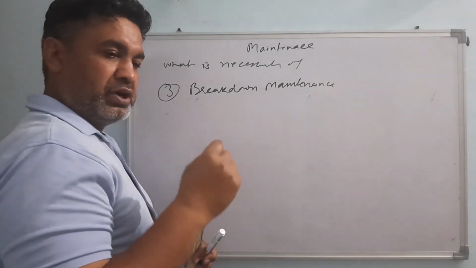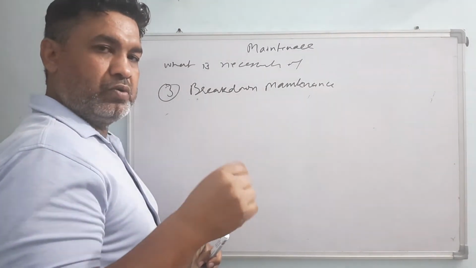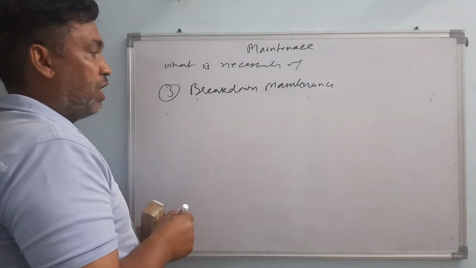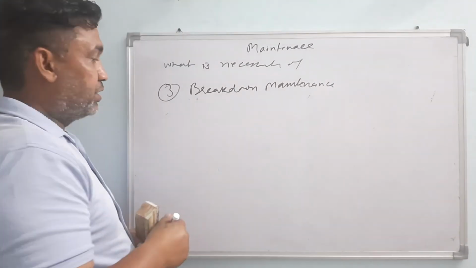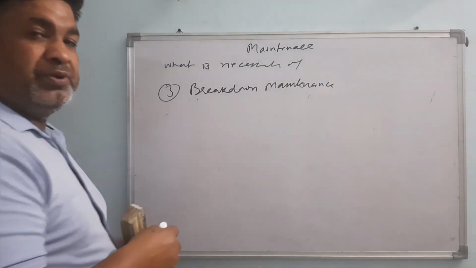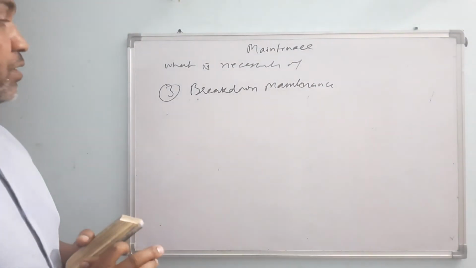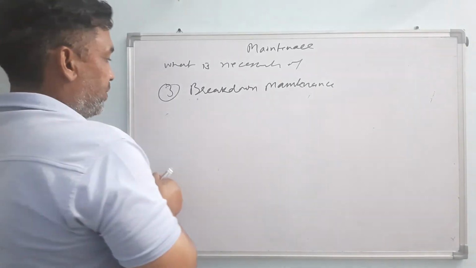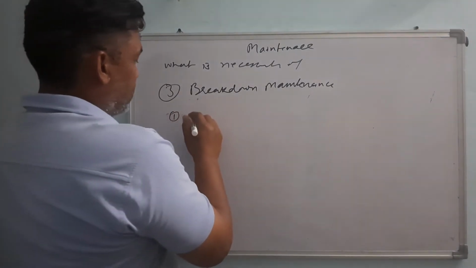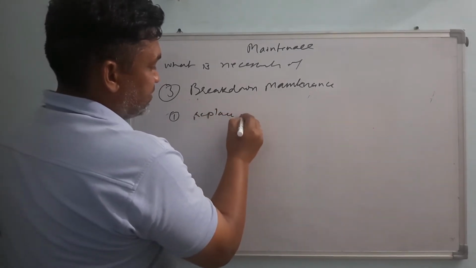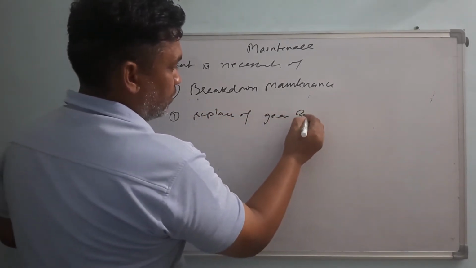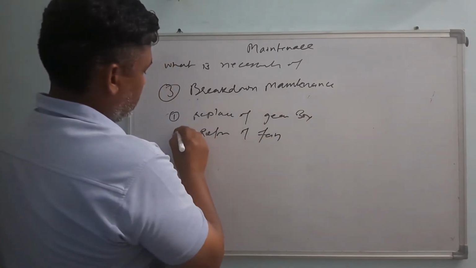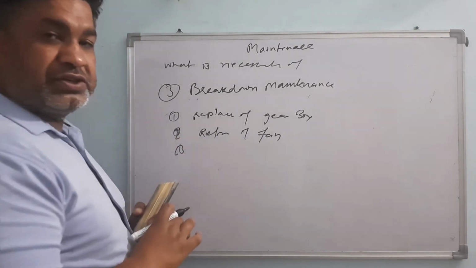Breakdown maintenance is conducted when any equipment is totally in breakdown. This type of maintenance costs more as compared to predictive maintenance, because in predictive maintenance we replace only the bearing of the pump, but in this maintenance the activities are replacement of gearbox, replacement of fan, and welding of the ruptured structure.